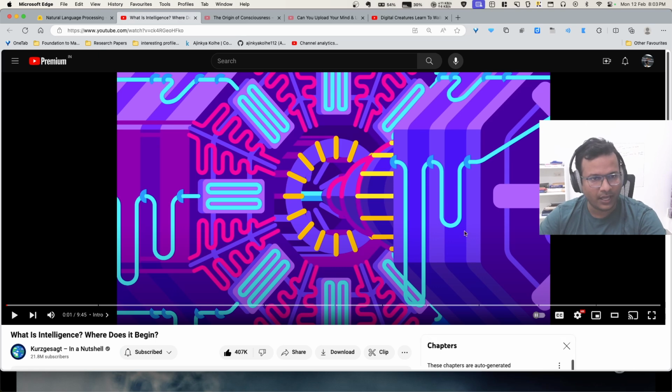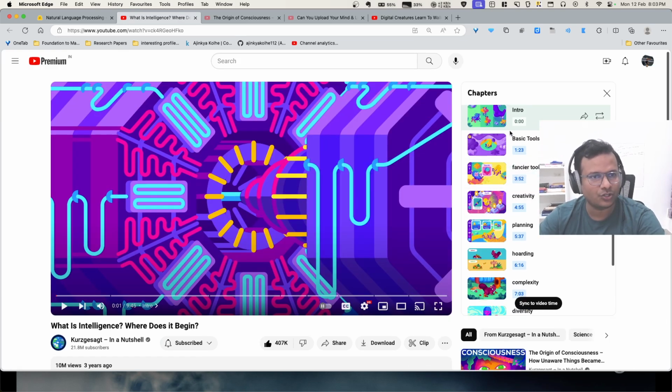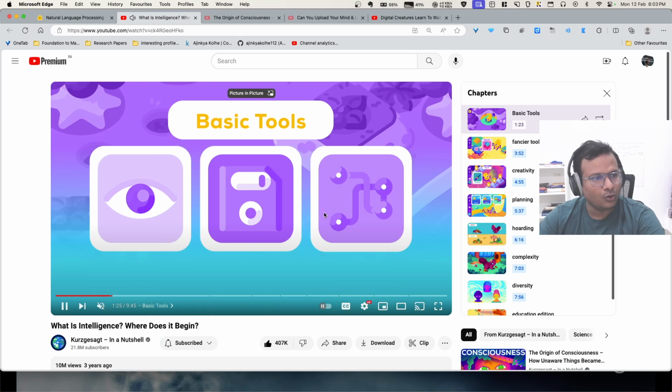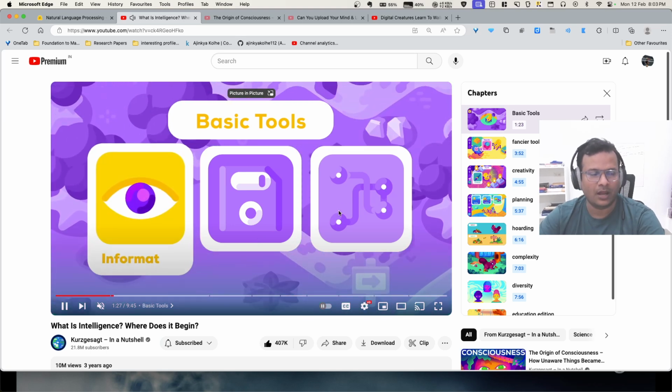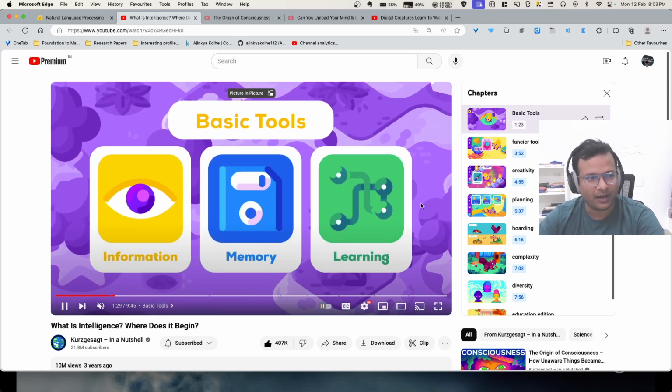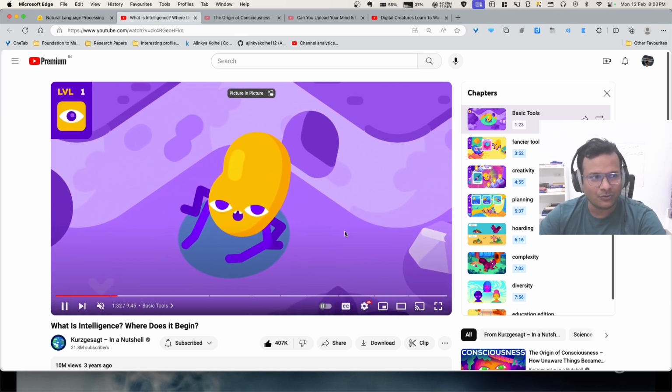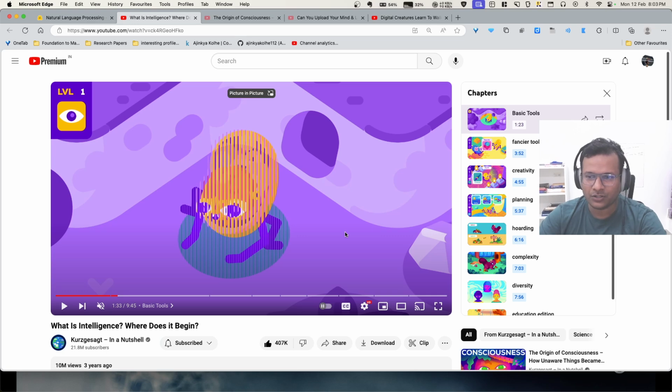It says how a complex intelligence is in reality a combination of basic tools. On top of it, we have fancier tools. On top of that, we have creativity, planning, stuff like this. The basic tools are things like memory, vision, and learning. These are the basic tools. It allows us to understand how intelligence is a very complex and long process which has happened over the history of evolution.